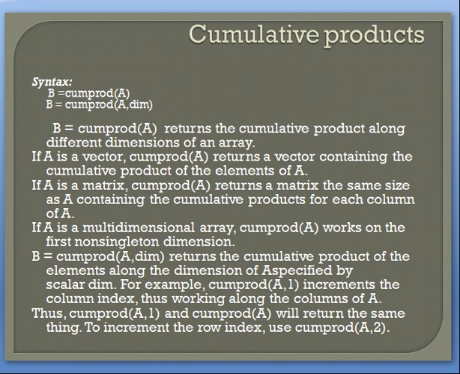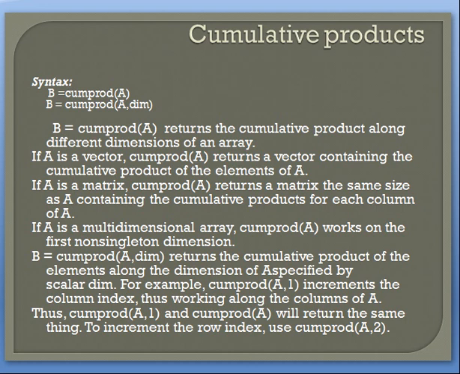Cumulative products. Now the syntax for it is, say, b equal to cumprod of a, b equal to cumprod of a comma dim, dimension. Now the first line, that is b equal to cumprod, cumulative product of a, returns the cumulative product along different dimensions of an array.